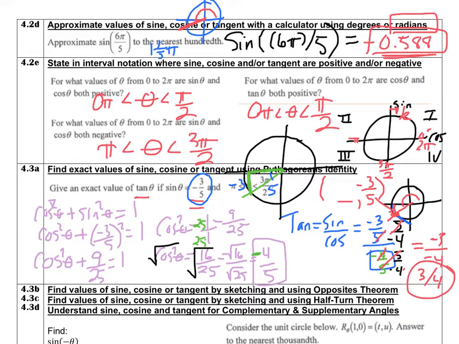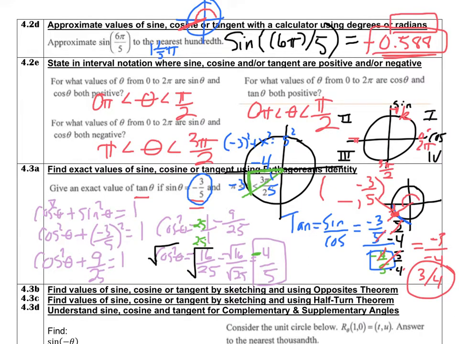Then what I could do is use Pythagorean's theorem. If you do Pythagorean's theorem on this particular problem, you're going to get negative 3 squared plus x squared equals 5 squared. When you solve that, you're going to get 4. But then you have to realize you can't just put 4 here, because this is not a positive movement, it's a negative movement. So now you have your triangle.